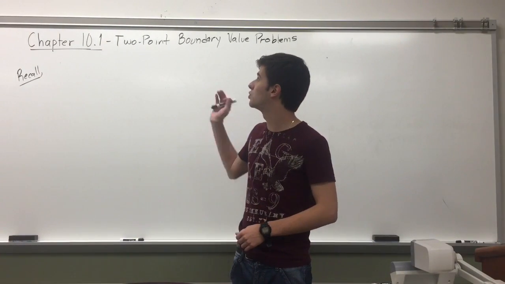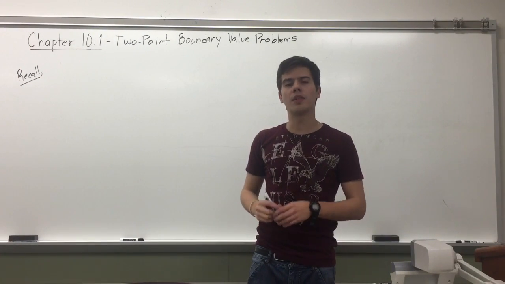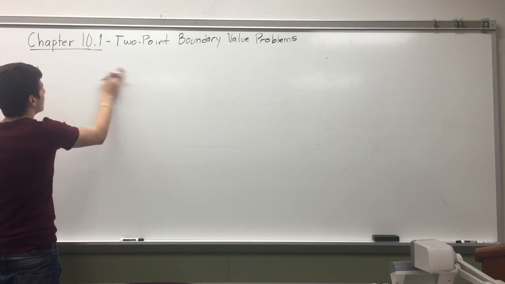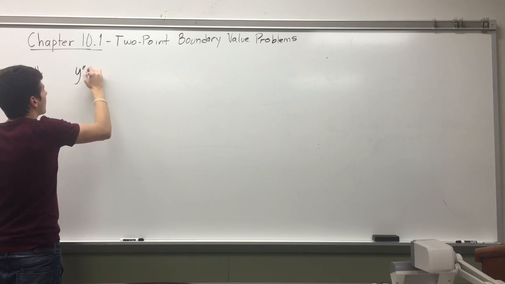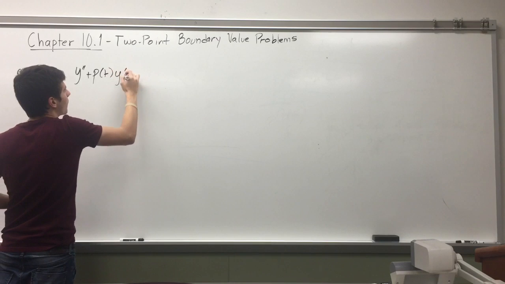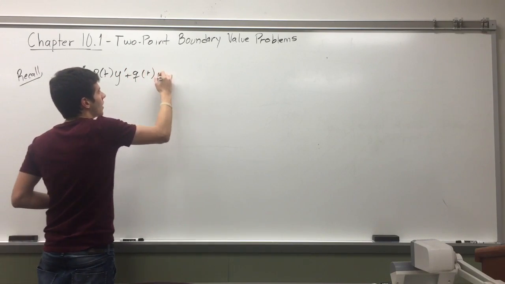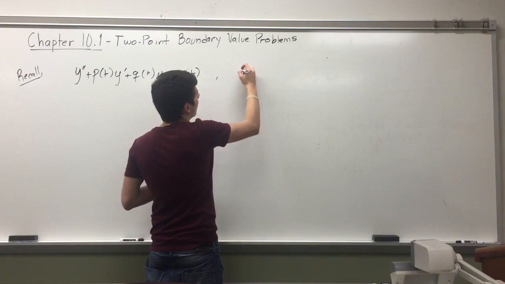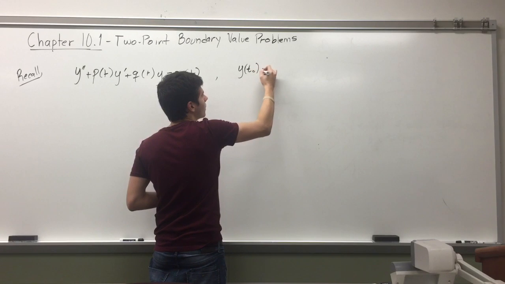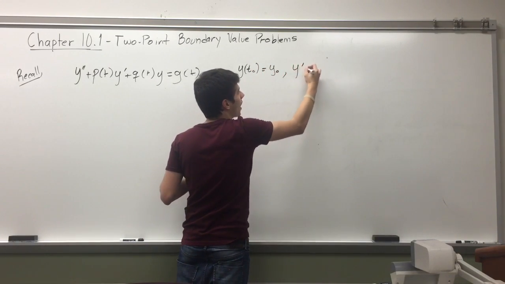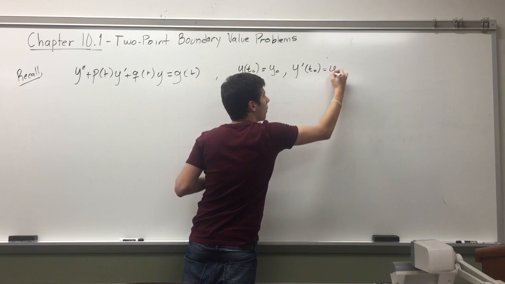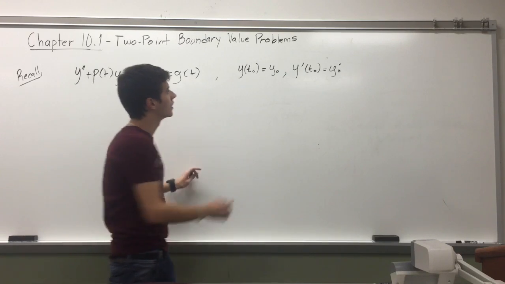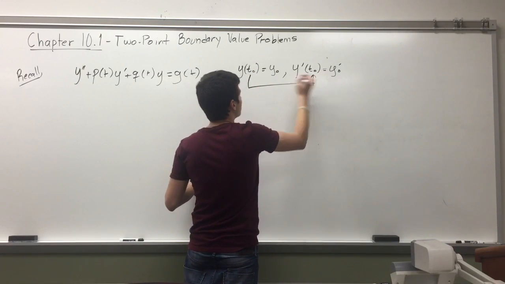So let's start talking about two-point boundary value problems. Remember that when we used to solve initial value problems, we're usually given an ODE of the form y double prime plus p of t times y prime plus q of t times y equals g of t. And we were given initial conditions, for example, y of t naught equals y naught and y prime of t naught equals y prime naught. So usually we were given two initial conditions at the same point, the same t naught here.